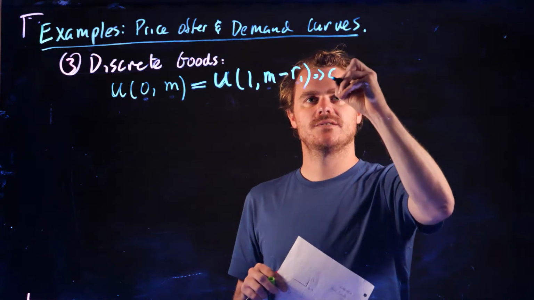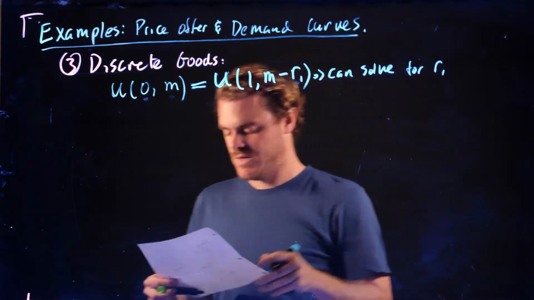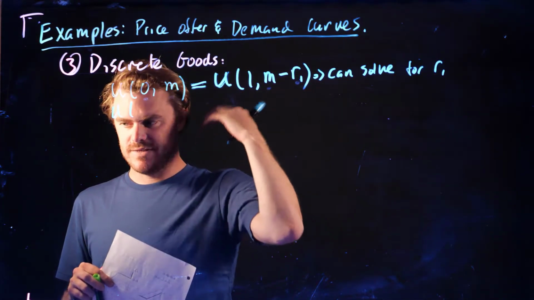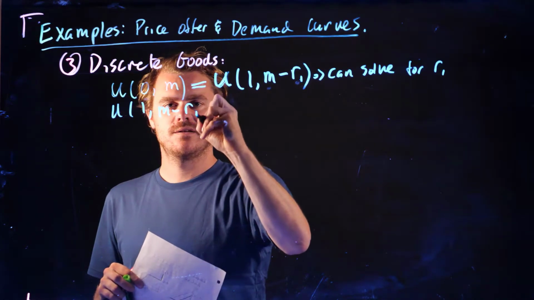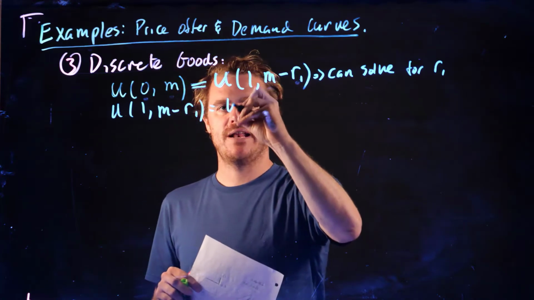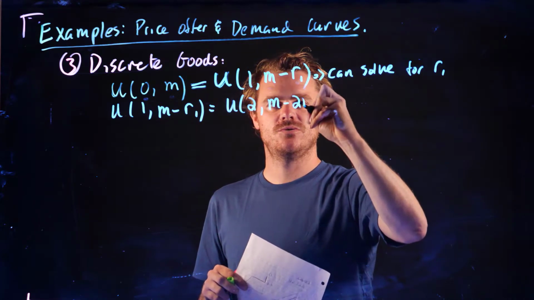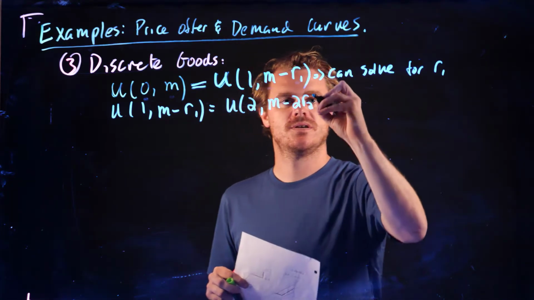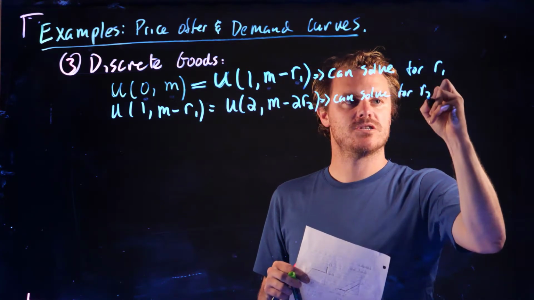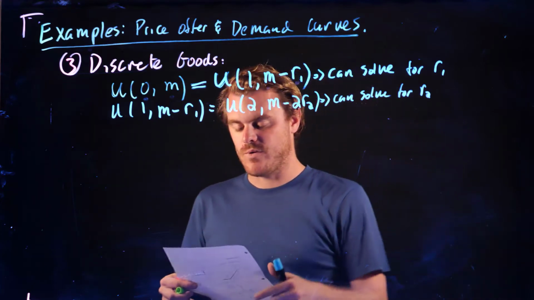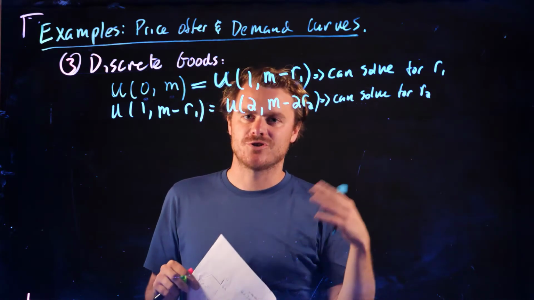So we can solve this for R1. Now, with the same idea, we'd have the utility of having one, and then the utility from buying two of these goods, and m minus 2 times R2. And we could solve this for R2, and so on and so forth. And usually when you look at discrete goods, there's not that many that we're purchasing, which is why we're treating it as discrete.